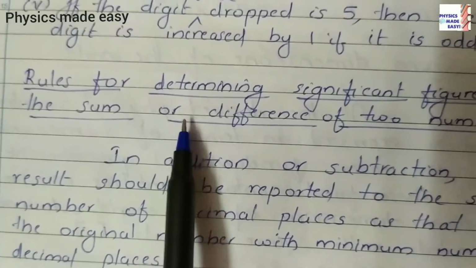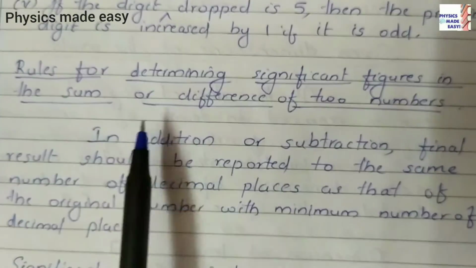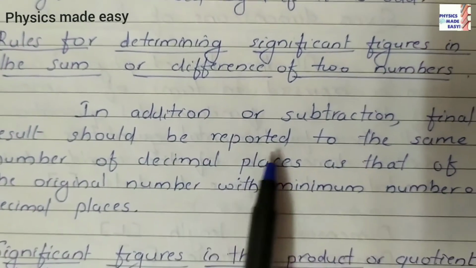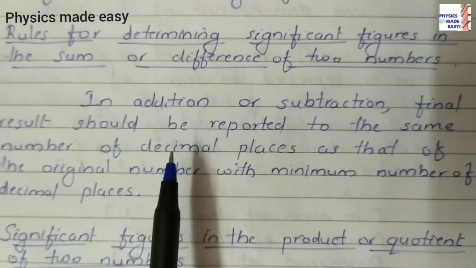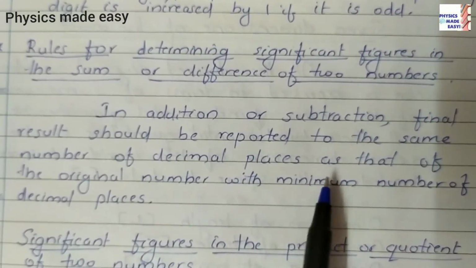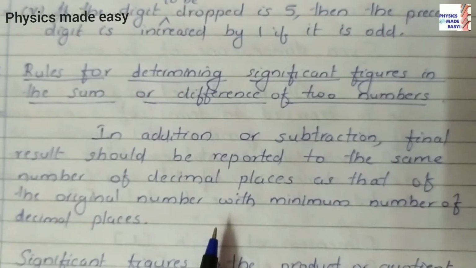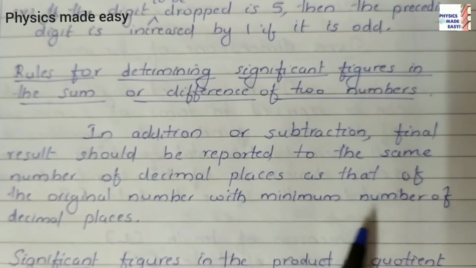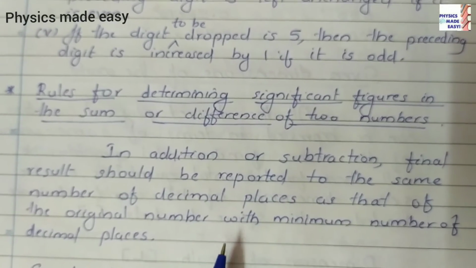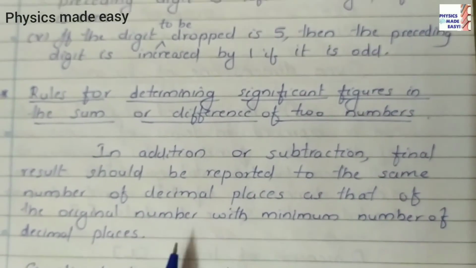Rules for determining significant figures in the sum or difference of two numbers. In addition or subtraction, final result should be reported to the same number of decimal places as that of the original number with minimum number of decimal places. We have to write the final result with minimum number of decimal places.